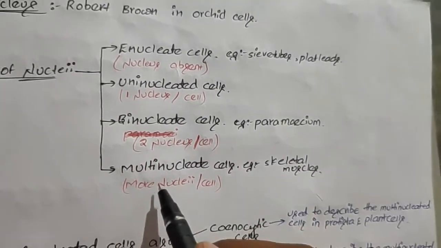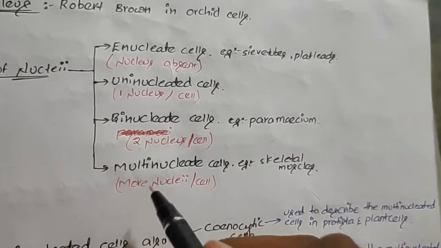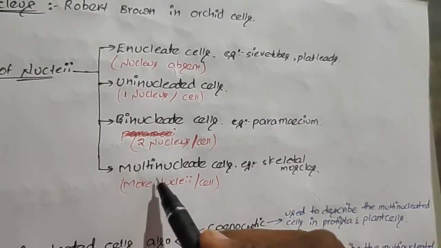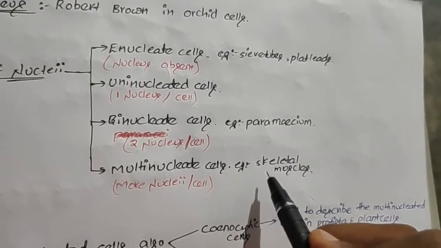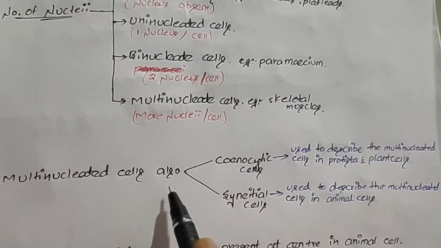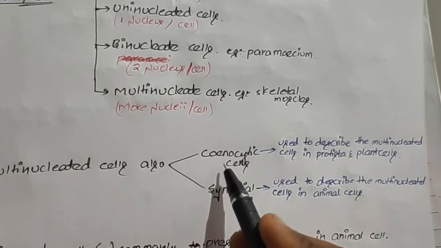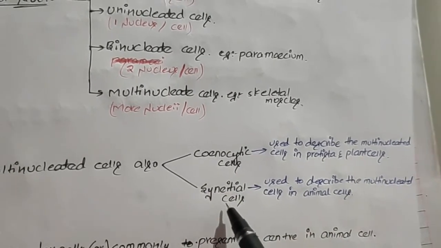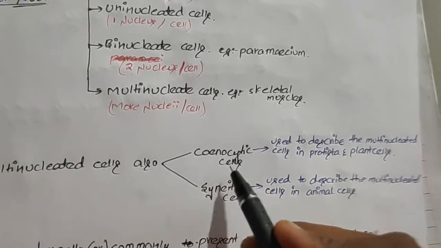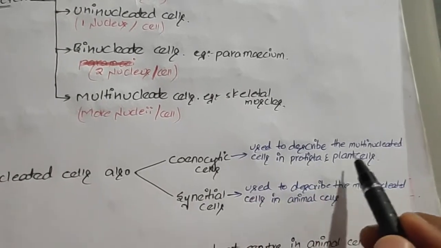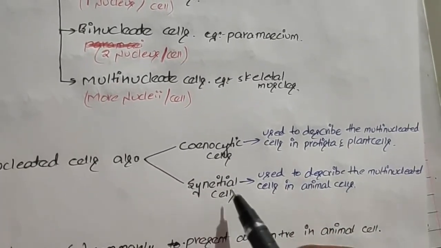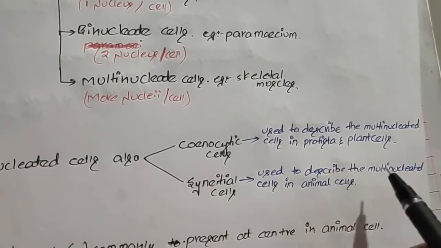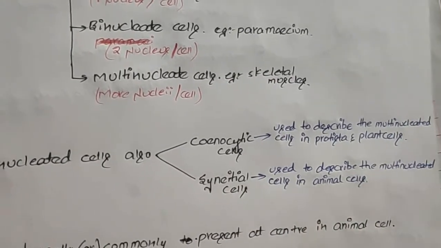Where two nuclei are present in a cell, such cells are known as binucleated cells. Example: paramecium. Where more than two nuclei, or many nuclei, are present in a cell, such cells are known as multinucleated cells. Example: skeletal muscle cells. Multinucleated cells are also of two types, coenocytic cells and syncytial cells. Coenocytic cells is the term used to describe multinucleated cells in protista and plants, whereas syncytial cells is used to describe multinucleated cells in animals.